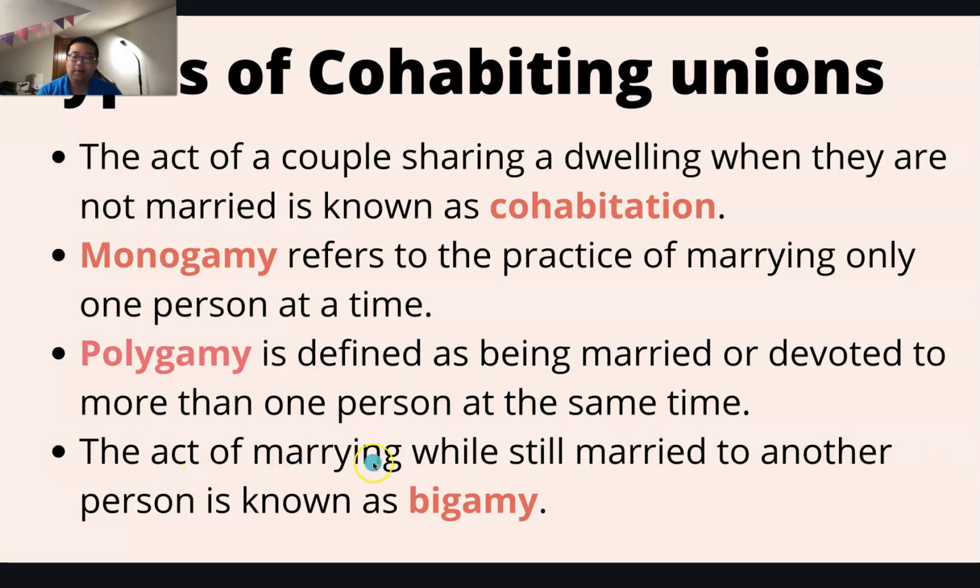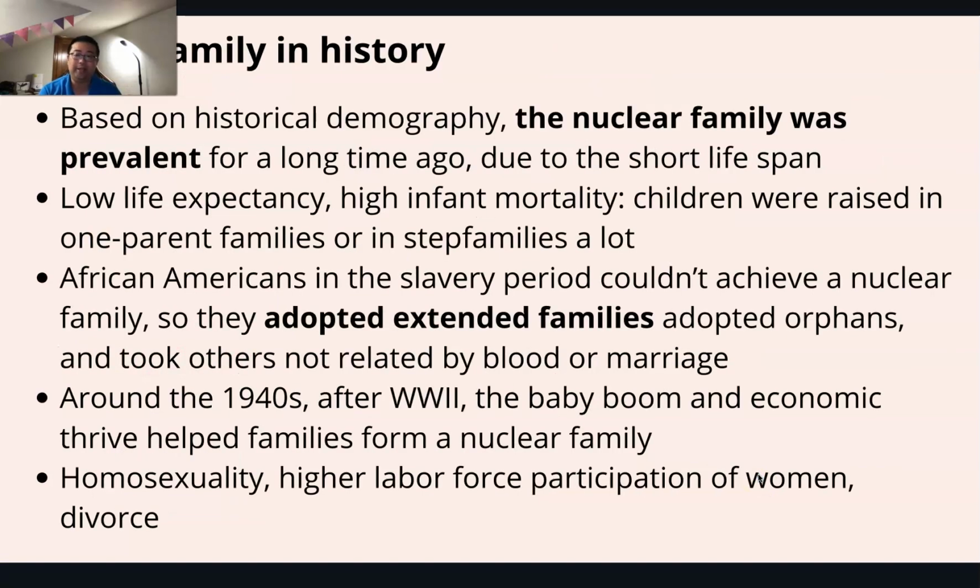The act of marrying while still married to another person is bigamy, which is also not a prevalent form of union formation in the United States. So we believe that the nuclear family is the family of two adults and their offspring, with only two generations in that union. That might be the definition of the nuclear family.